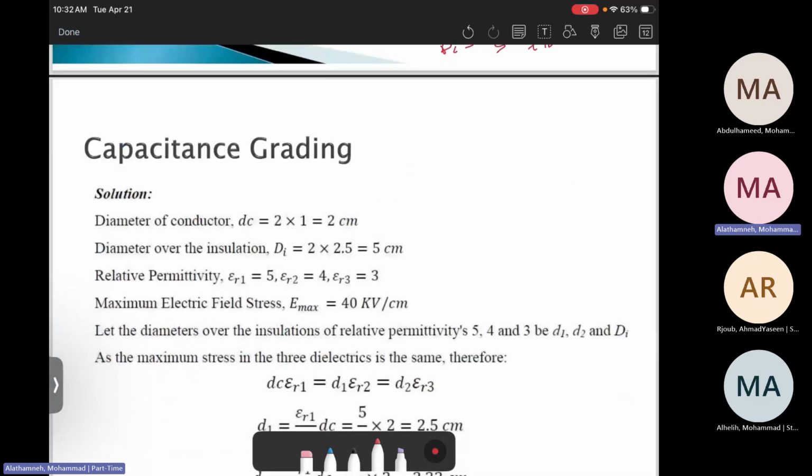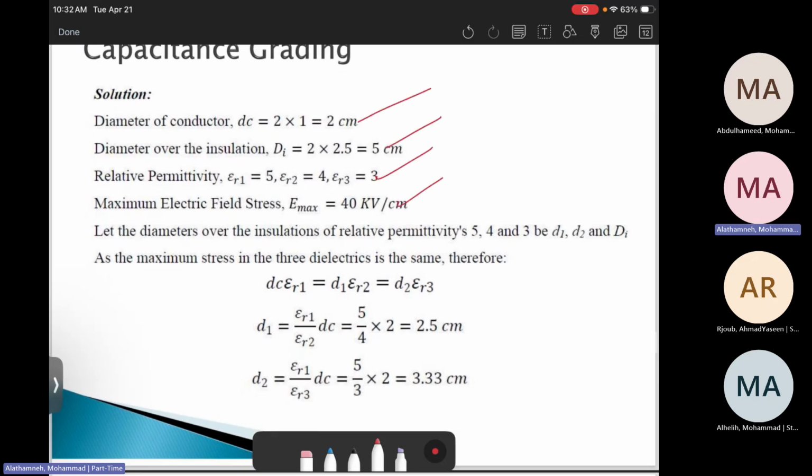Once we have the diameter of the conductor, the diameter of the insulation material, the relative permittivity, and the Emax stress, we can apply this formula: dC times epsilon r1 equals D1 times epsilon r2, etc. We can calculate the inner one, 2.5, D1, and the other one, 3.3.